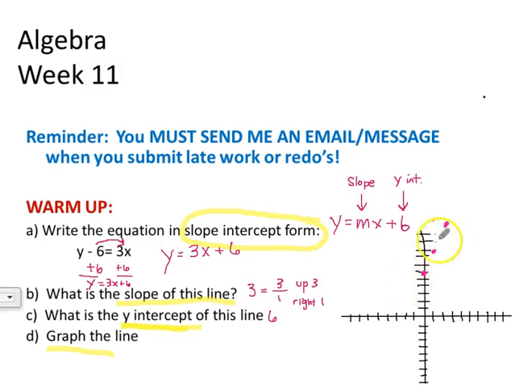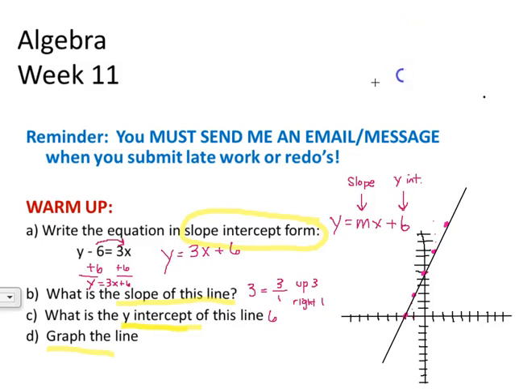Or you can go in the opposite direction as well. So the opposite of up 3, right 1 would be down 3, left 1. So down 1, 2, 3, and left 1. You can also apply the opposite slope. Once you have 3 or more points, you always want to have at least 3 points, we can go ahead and connect these points into a line. And there we go. There's our line.